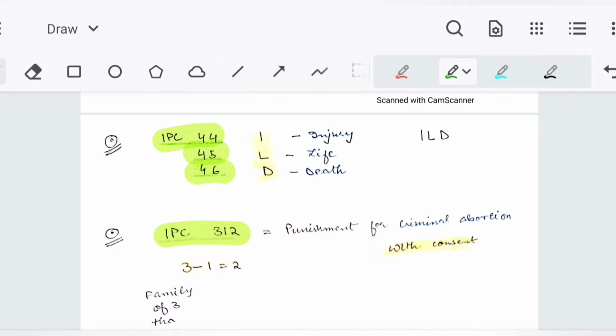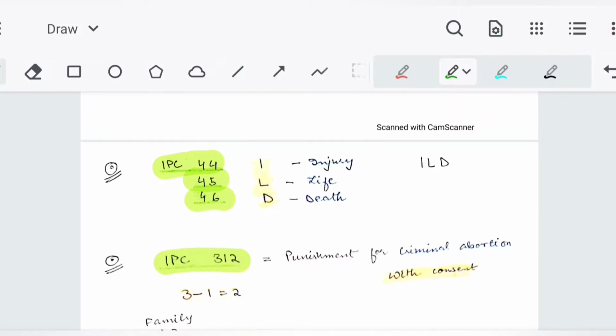So now coming to IPC, we will see some important IPC sections and then the mnemonics, how to remember them. Because it gets very difficult and confusing to remember all the IPC sections. So now let's see one by one.